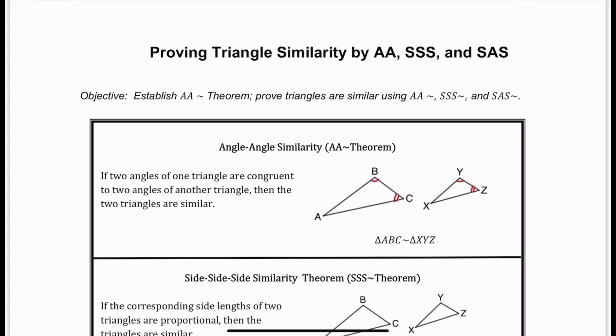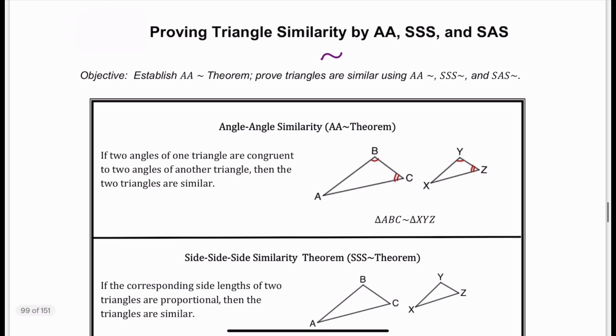Today we're looking at proving triangle similarity by angle-angle, side-side-side, and side-angle-side. These are abbreviated as AA, SSS, and SAS similarity. Similarity is represented by a little symbol like this. It's kind of like a backwards, sideways S symbol. We're going to prove triangles are similar using angle-angle similarity, side-side-side similarity, and side-angle-side similarity.